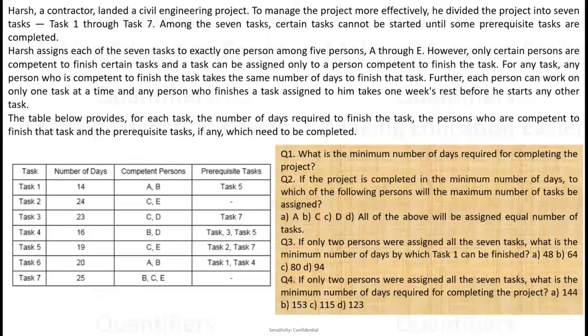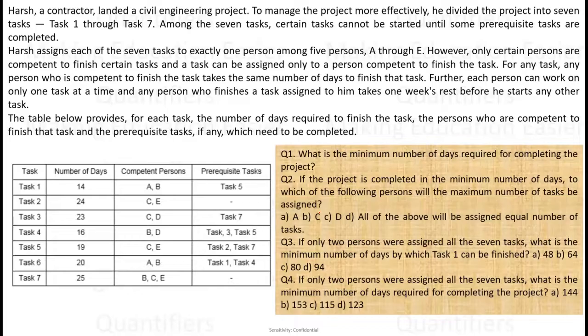Now, let's read the second type of question from this. That is, we call it project management. It says, Harsh, a contractor, landed a civil project. To manage the project more efficiently, he divided the project into 7 tasks. Task 1 to task 7.